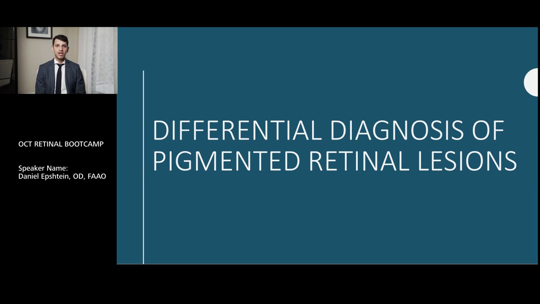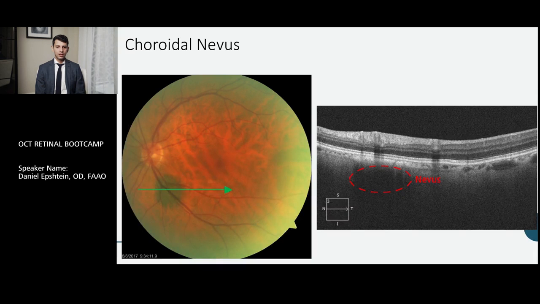So let's look at some pigmented retinal lesions. Choroidal nevus is something we all see commonly in every practice. And the important thing here is to remember it's a choroidal nevus. So we're looking at RPE, but we're not going to look anteriorly. We're actually going to look posteriorly because that's where you're going to see the nevus.